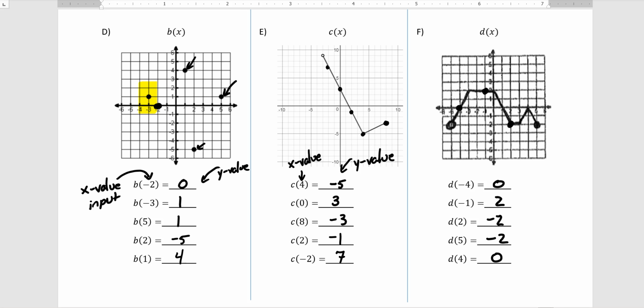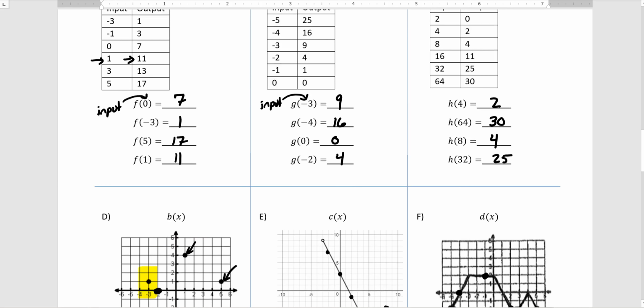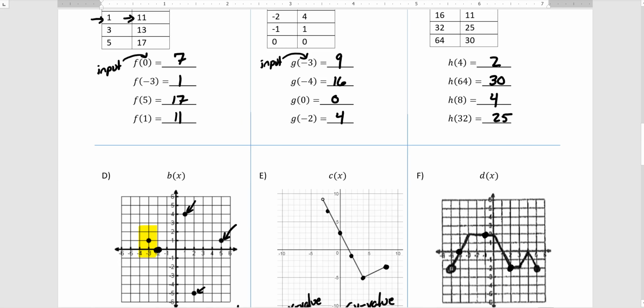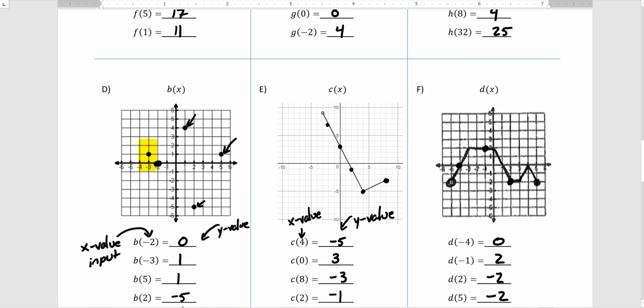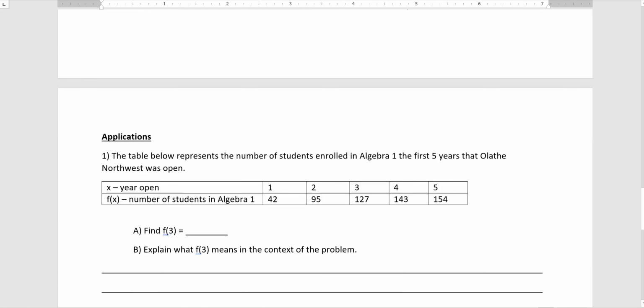Alright, raise your hand if you have any questions about reading a table for input output, reading a graph, any questions about anything we've done so far. Please raise your hand, happy to help.